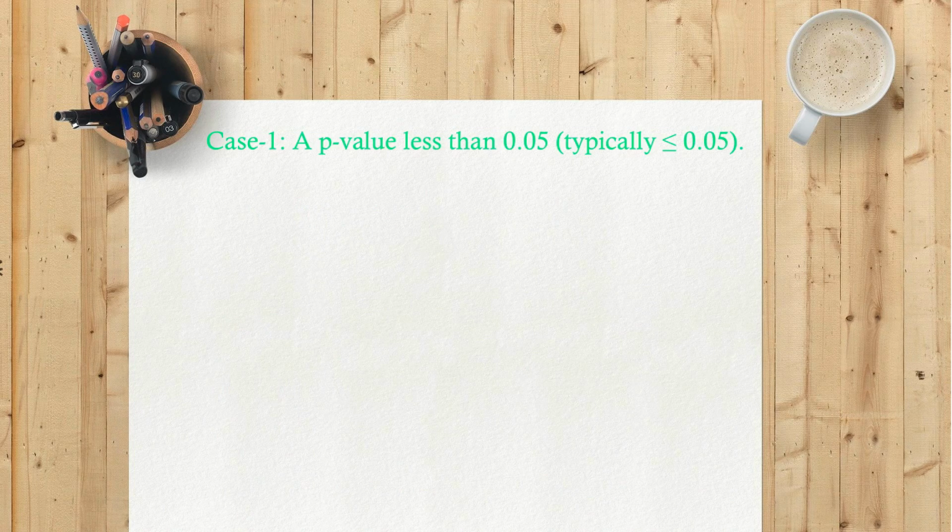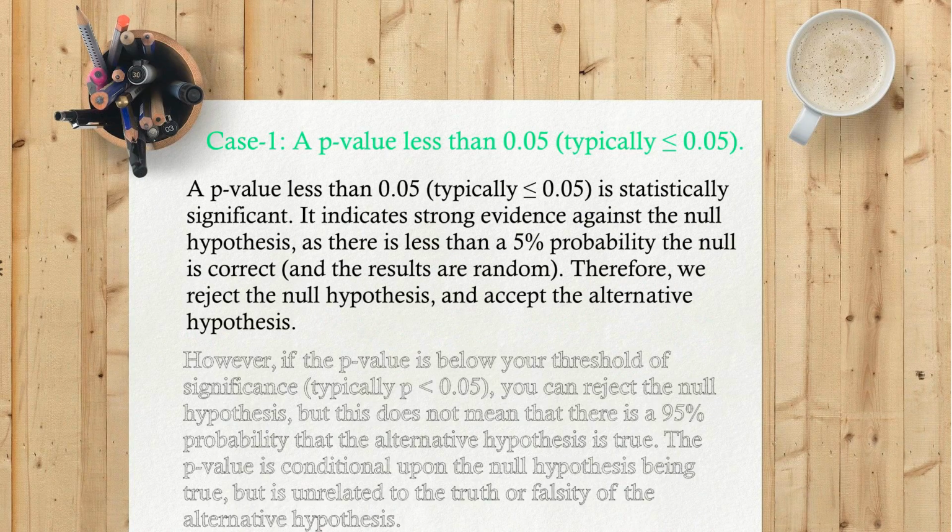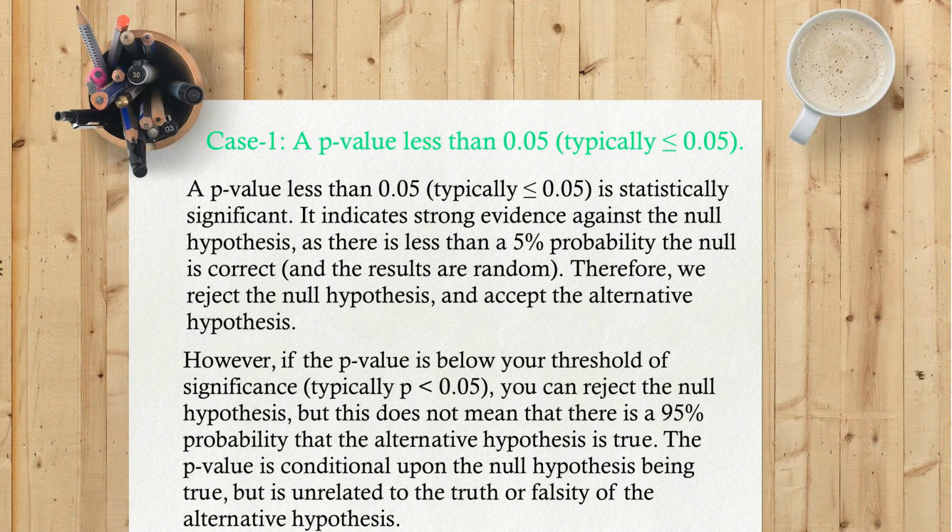Case 1. A p-value less than 0.05, typically less than or equal to 0.05, is statistically significant. It indicates strong evidence against the null hypothesis, as there is less than a 5% probability the null is correct and the results are random. Therefore, we reject the null hypothesis and accept the alternative hypothesis.